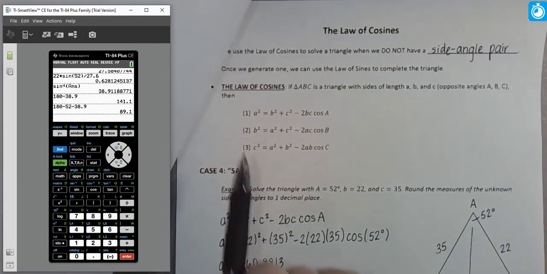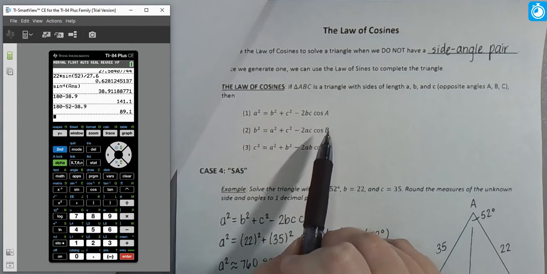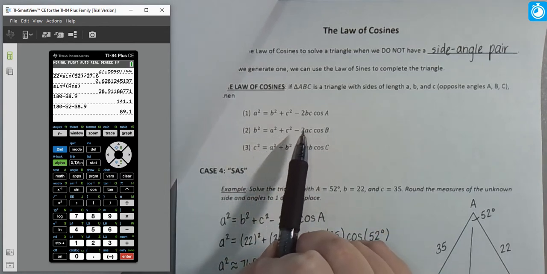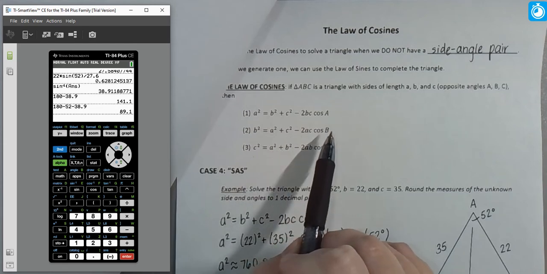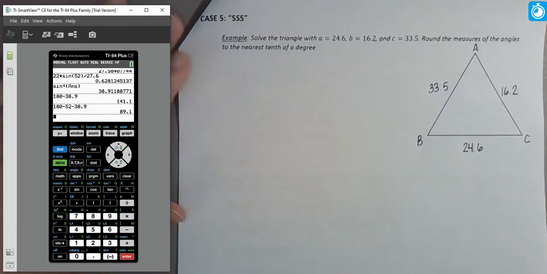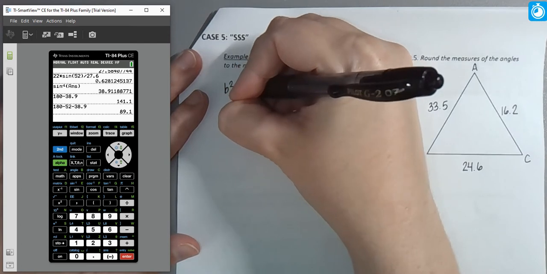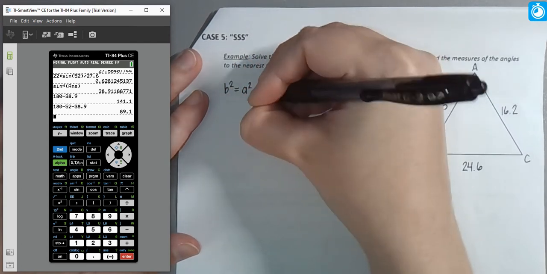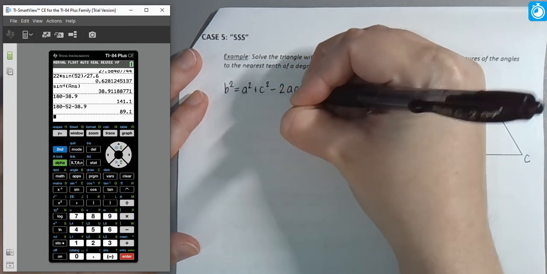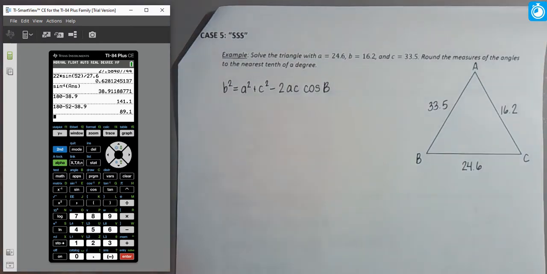So I'm going to use the version of the law of cosines that relates directly to angle B. So B squared is equal to A squared plus C squared minus 2AC times the cosine of B. And notice, of course, that I do have A, B, and C. I just don't have angle B. So I'm going to write down my formula. B squared is equal to A squared plus C squared minus 2 times A times C times the cosine of angle B.